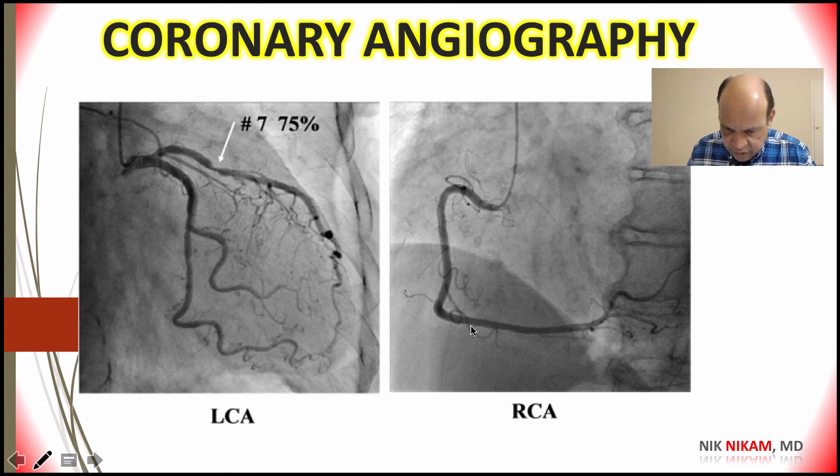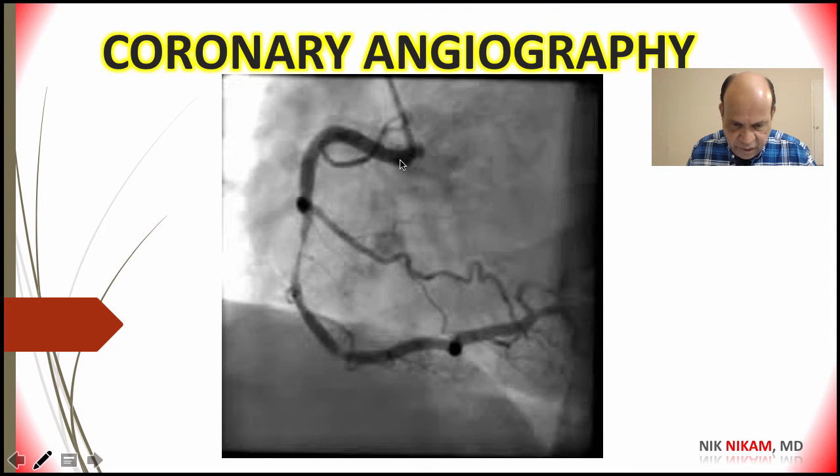And then it traverses to the back of the heart and gives rise to the posterior descending branch, or the PDA, as it is commonly called. Here again we have an example of a right coronary angiogram with critical stenosis in the mid portion of the right coronary artery, right after one of the acute marginal branches that supply the right ventricle.